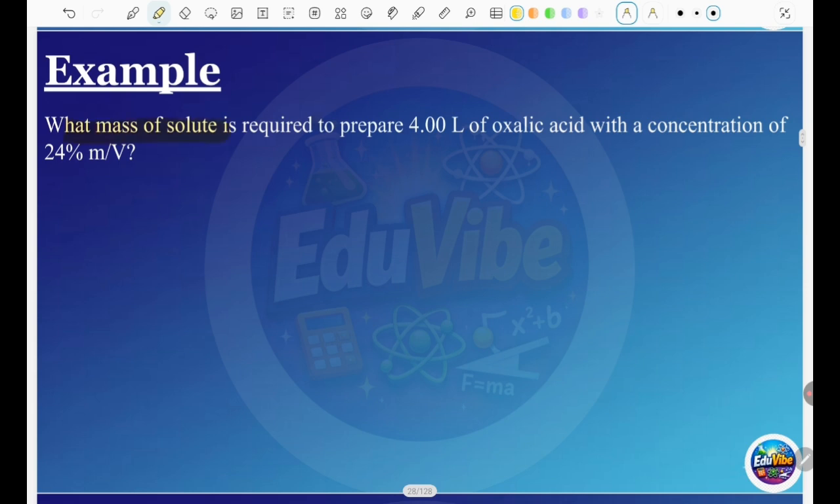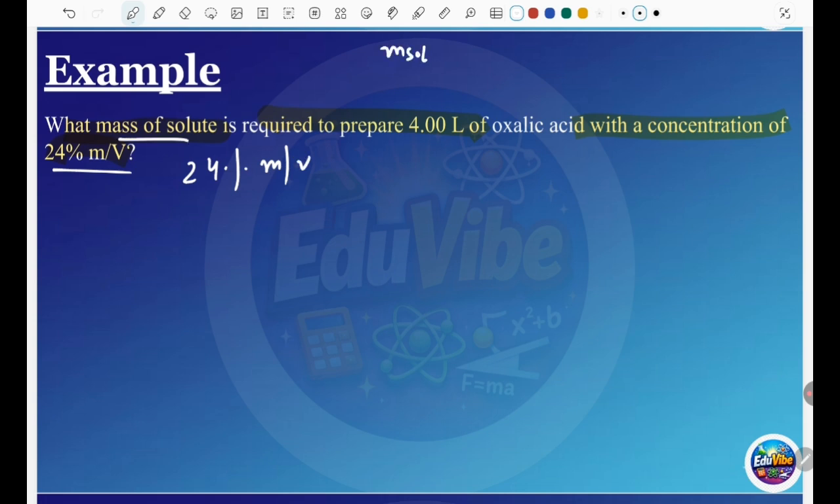Now you have to find the mass of the solute in this. You are required to prepare 4.00 liters of oxalic acid with a concentration of 24% mass by volume. So the hint is that the percent is given to you this time. You have the mass by volume, which means 24% mass by volume is given. You basically have to find the mass of solute, so you have the formula: mass of solute divided by the volume of the solution, and they've given us the volume, which is 4.00.